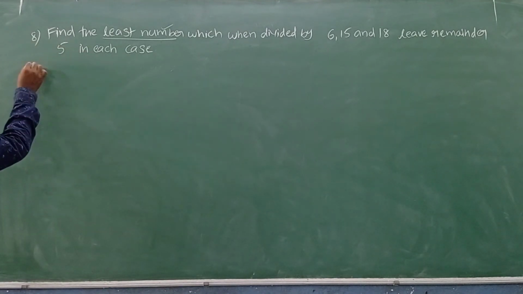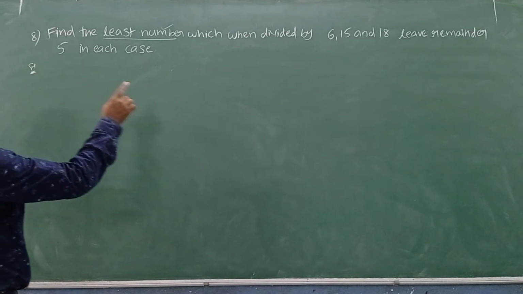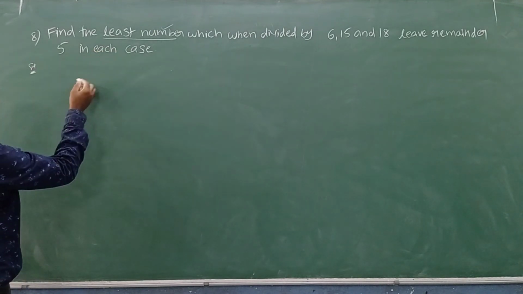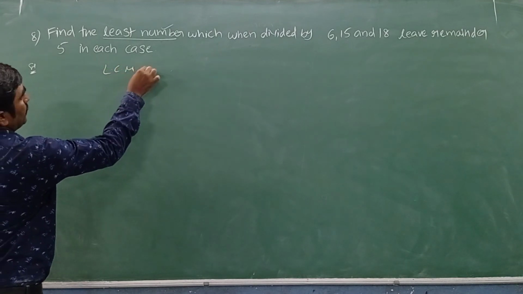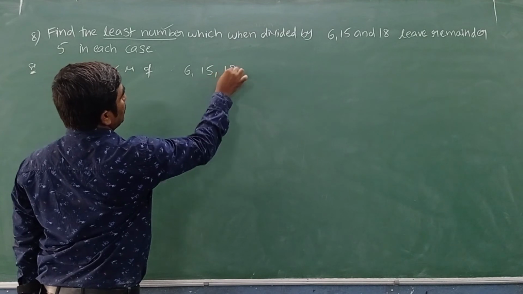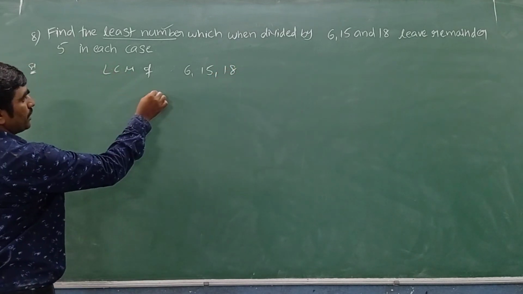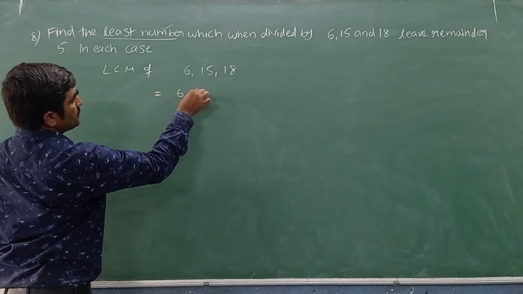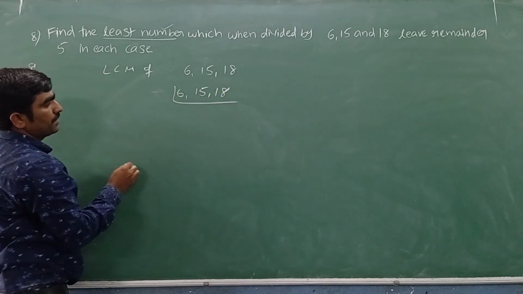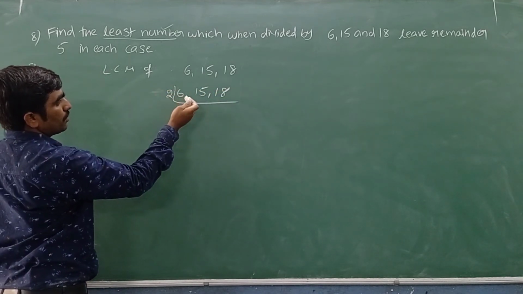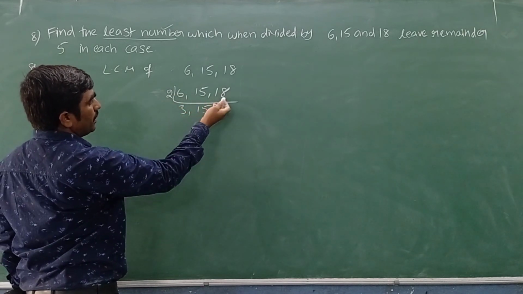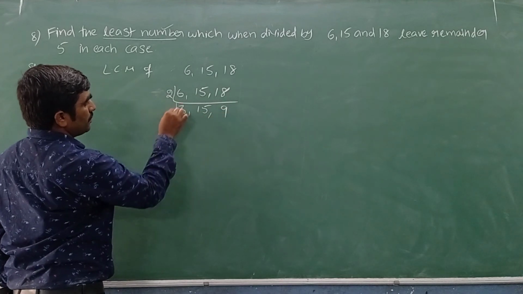Now let's do this one. Solution. The least number which is divided by 6, 15 and 18. We have to find the LCM of 6, 15, 18. So find the LCM by the long division method. Which prime number goes exactly into these three numbers? Yes, 2 goes in 6. In 15 not possible. 18, 2 nines are 18. We get 3, 15, 9.